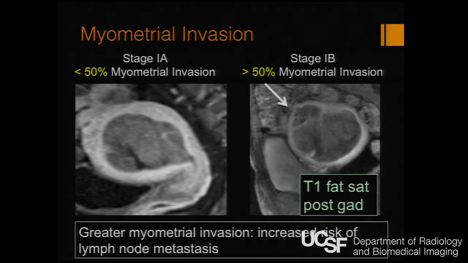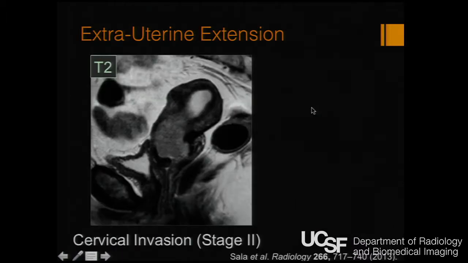So first, the myometrial invasion and the degree of myometrial invasion in the present staging is actually the most important thing that we can help with. And greater than 50% myometrial invasion makes something stage 1B, but more important is the implication that this greater myometrial invasion actually increases the risk of lymph node metastasis and is an important prognostic factor and can change surgery. And these are post-gadolinium images. This one illustrates how a post-gadolinium image can be useful to seeing the degree of myometrial invasion.